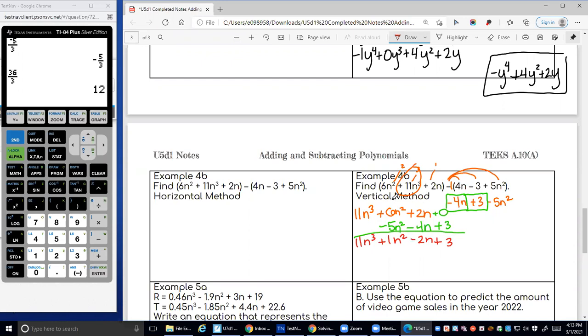What's the only thing that you're not going to see on a test as an option? What's the only thing that's a little different? Not wrong, but just a little different. The 1 before the n squared, right? They're not going to have that. They're probably going to write it like this: 11n to the 3rd power plus n to the 2nd minus 2n plus 3. And there we have that. Okay.